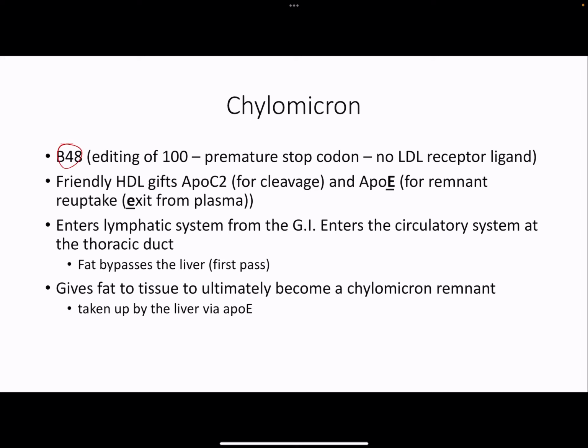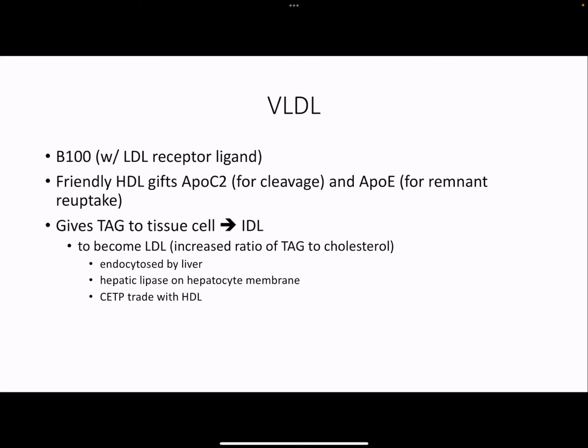Chylomicron has a B48, which for our purposes does nothing. It is post-transcriptional editing. We get rid of the LDL receptor ligand. It gets the ApoC2 and the E from the nice HDL. That's because we want to cleave these triglycerides and we want it to be taken up by the liver. It's going to go through the lymphatic system at the neck, at the thoracic duct. It merges with the subclavian vein, so it's going to have a first-pass metabolism. And it's just giving fats, like we said, to tissues. VLDL has the B100, meaning it has the receptor ligand.